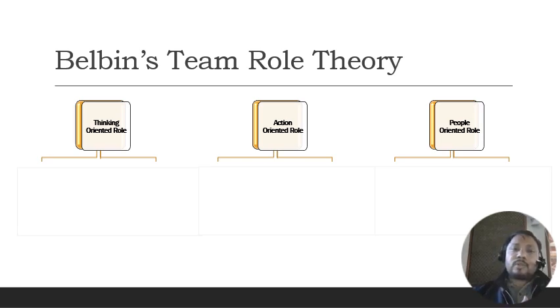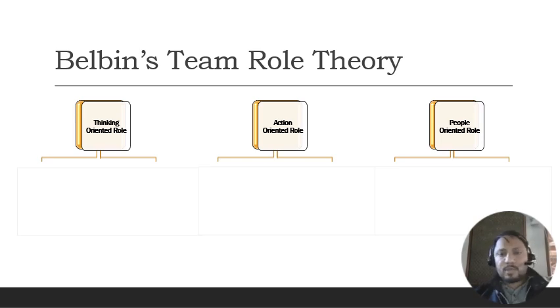Then talking about the action oriented roles, these are the people who get things done. They don't go into idea generation, they basically take the ideas from the thinking oriented role people, and then they put the things into action. And the third is people oriented roles.